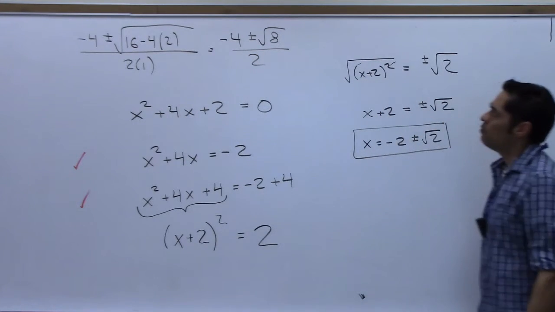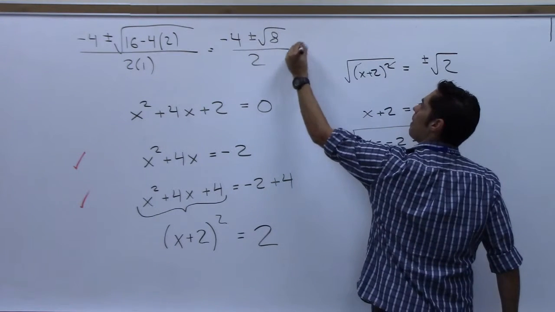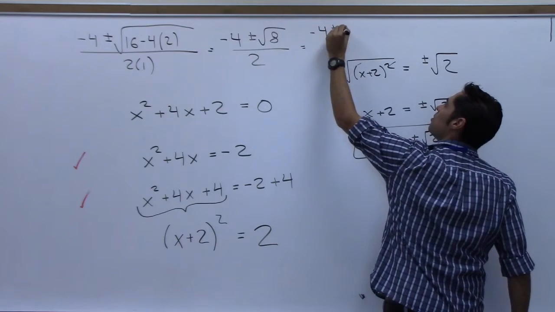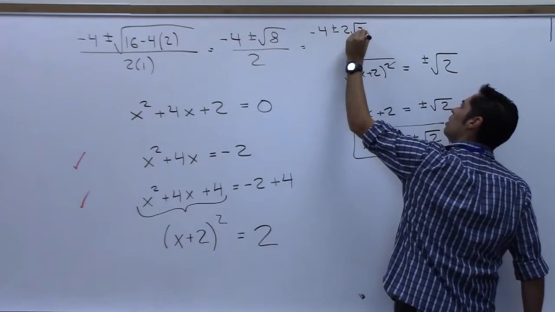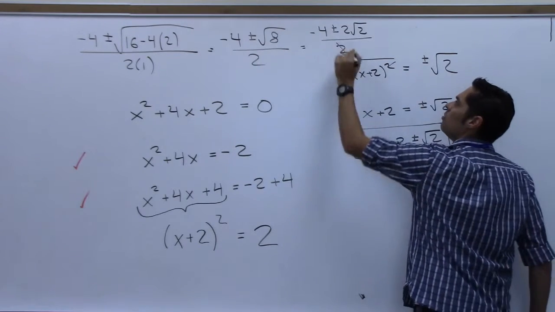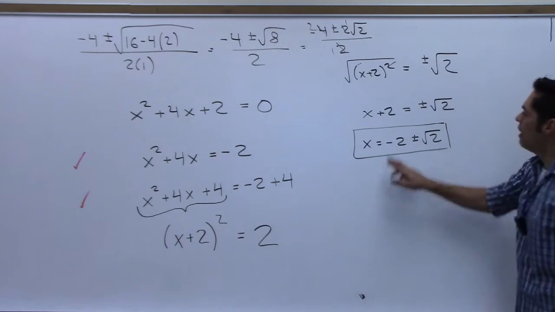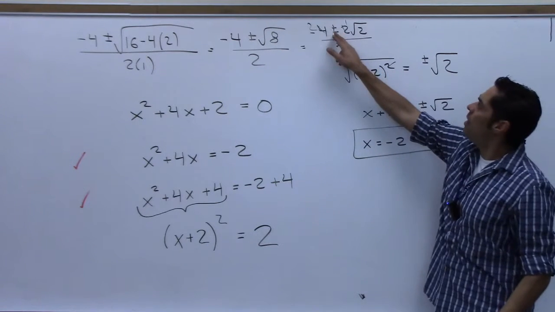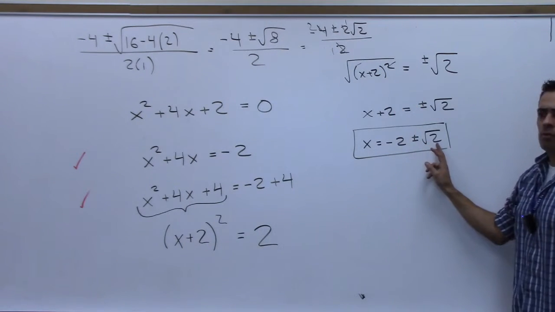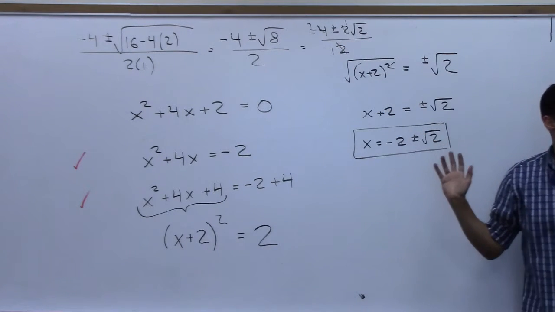How can you rewrite root 8? 4 times 2, and then take out a square root of 4, which would be negative 4 plus or minus 2 root 2 all over 2. And then 2, that's a 1, that's a 1, this is a 2. And you get negative 2 plus or minus 1 root 2, and then over 1. So this is the same answer, right?